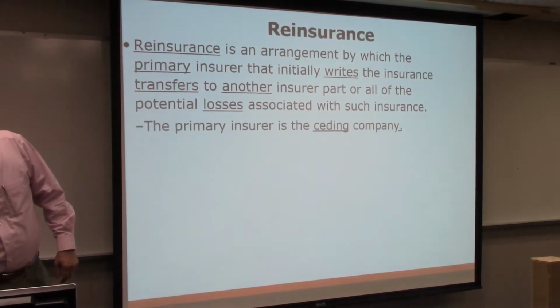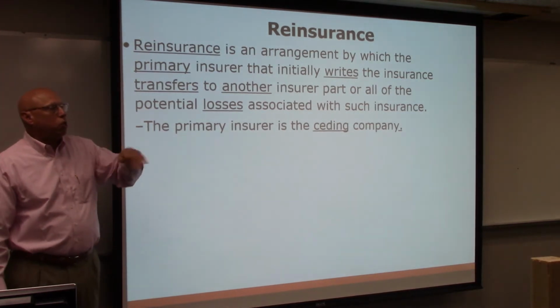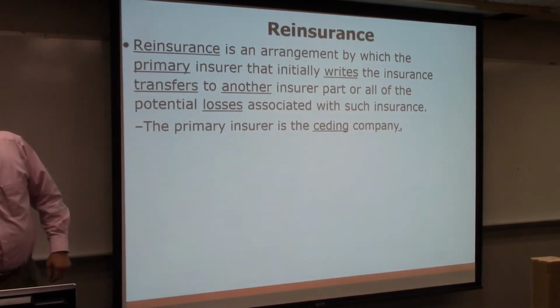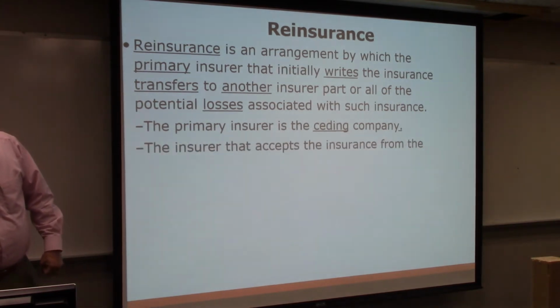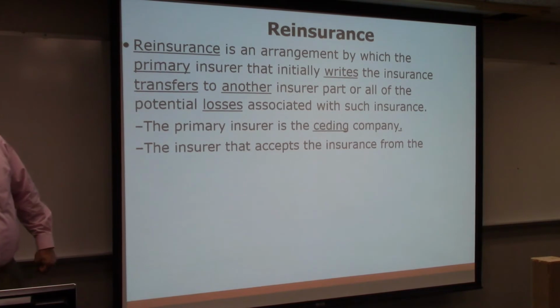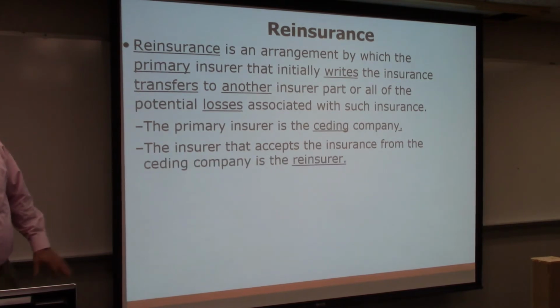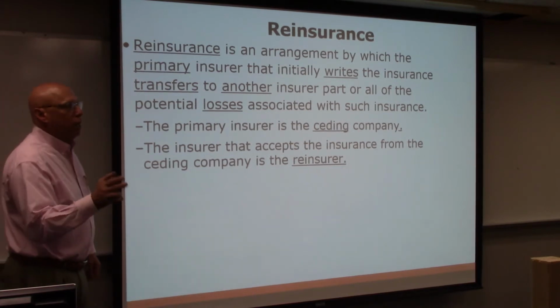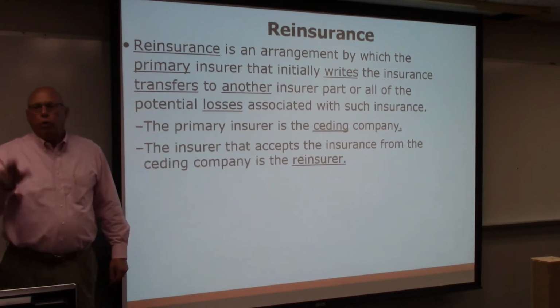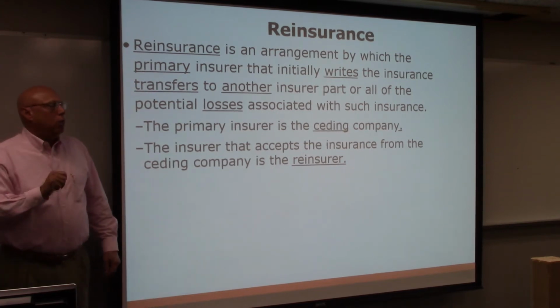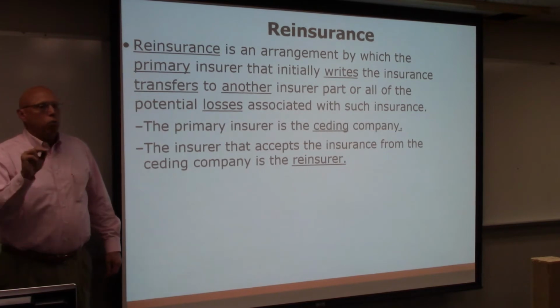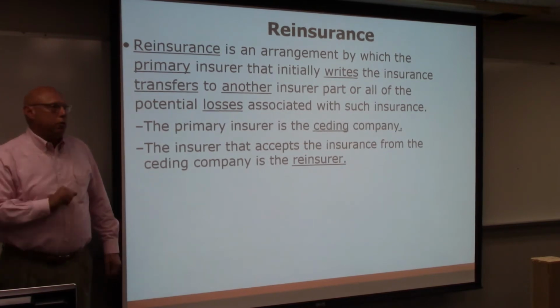So the primary insurer is called the ceding company. We're going to cede, or transfer, some of the business. And the insurer that accepts the transfer is called the reinsurer. So there are insurance companies that are set up not to have contact with the end customer, but to have contact with the primary insurance companies.